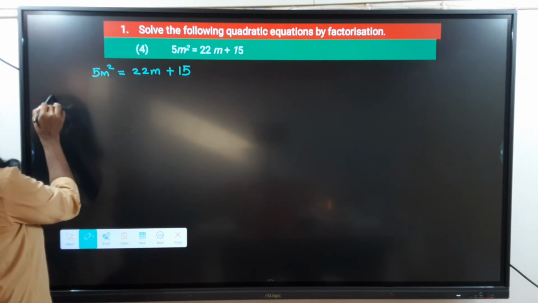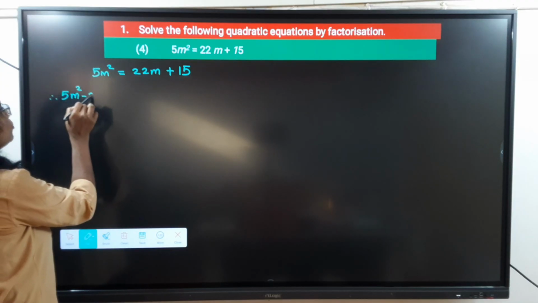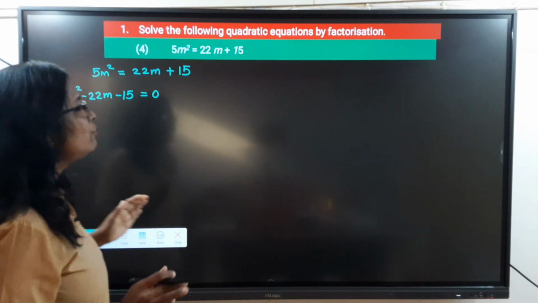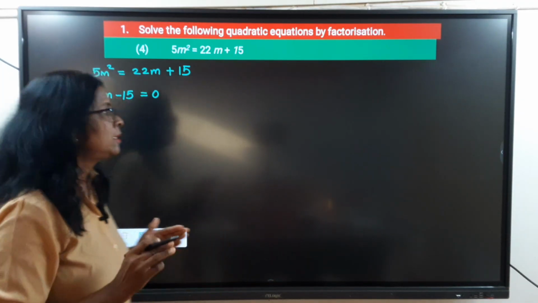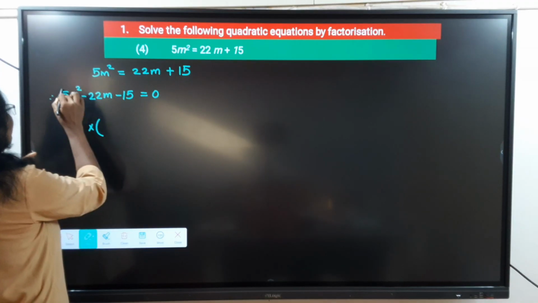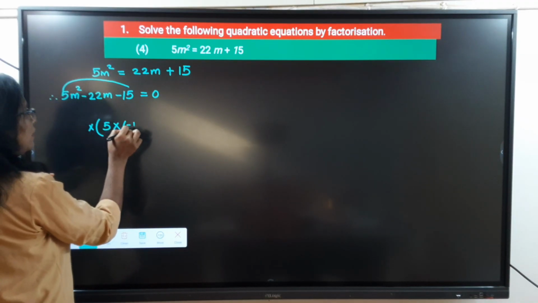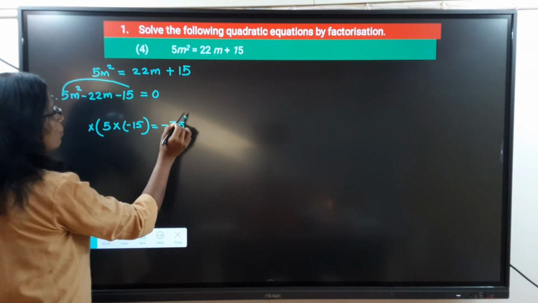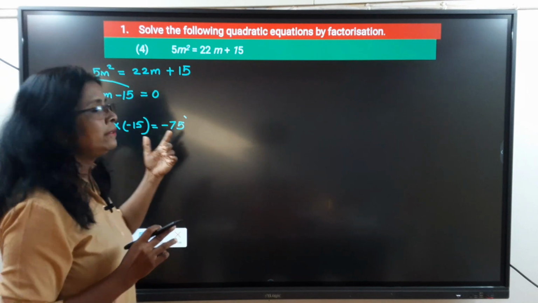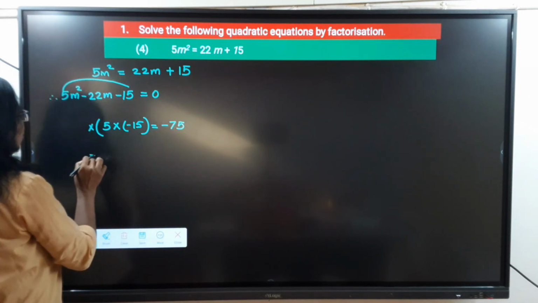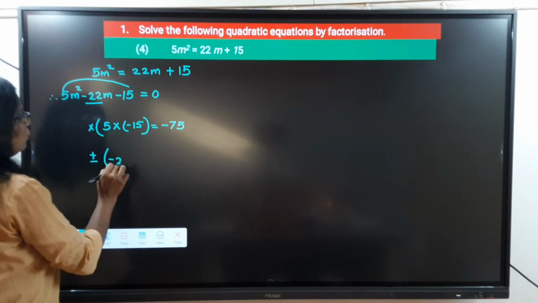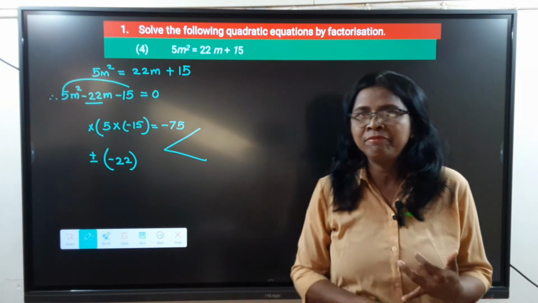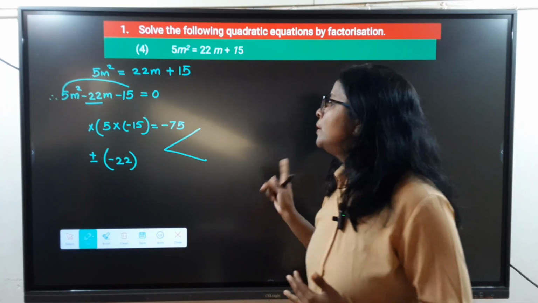Therefore, 5m square minus 22m minus 15 is equal to 0. Now here, students, we have to search out the two numbers such that their product will be 5 multiplied by minus 15, which is minus 75, and their addition or subtraction would be minus 22. So which are these two numbers that fulfill these two conditions: product minus 75 and sum minus 22?